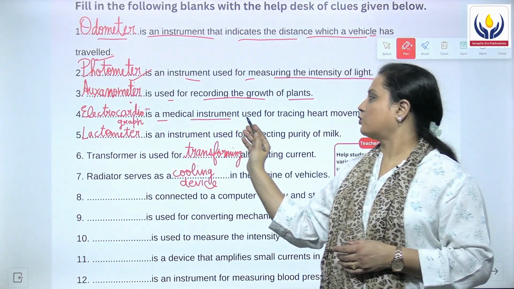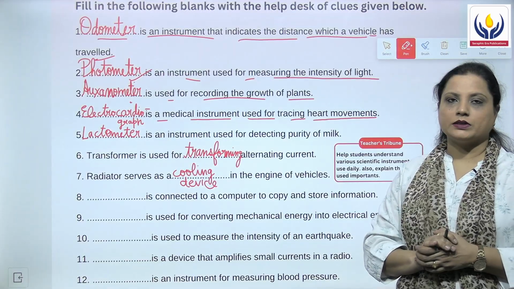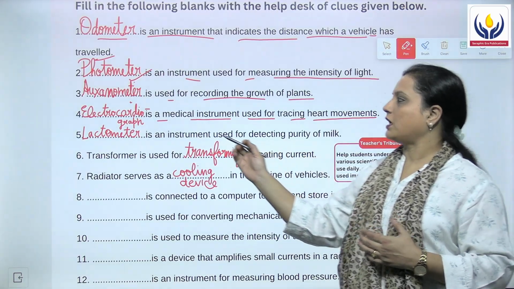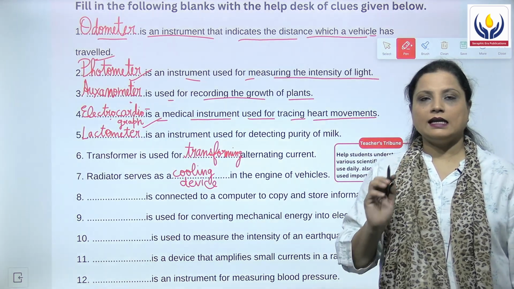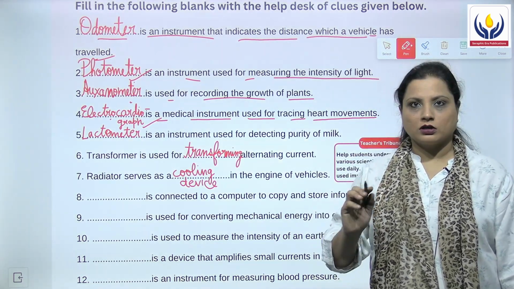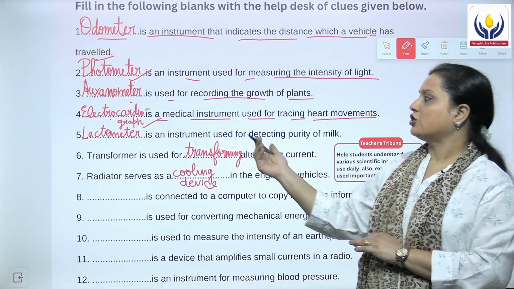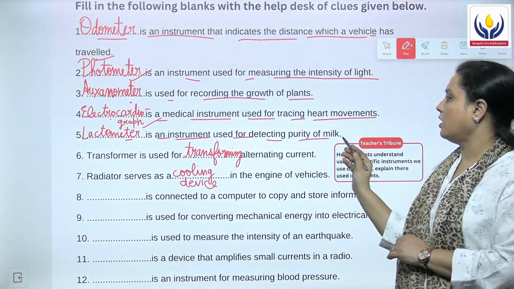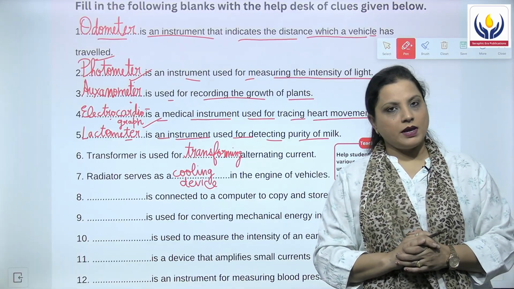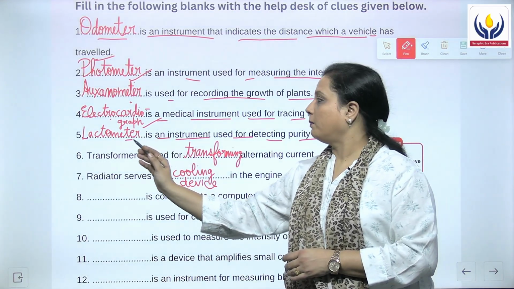Dash is a medical instrument used for tracing heart movements, and the answer for this question is electrocardiograph. We call it electrocardiograph. Then next we have the fifth one. Dash is an instrument used for detecting the purity of milk, and the answer for this question is lactometer.